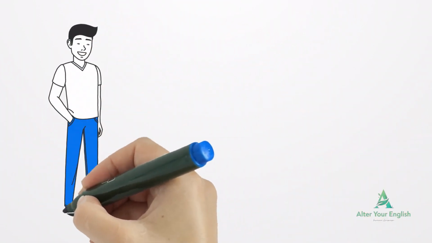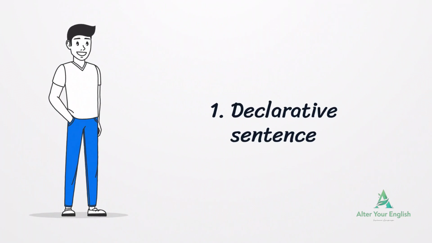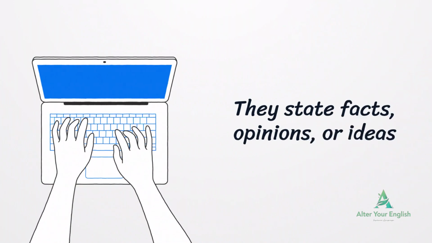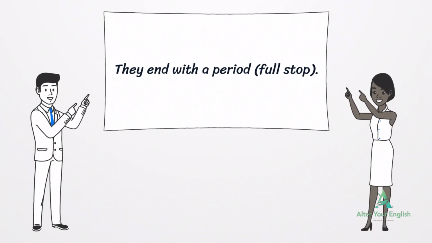There are some common types. Number 1 in our list is a declarative sentence. Declarative sentences make statements and provide some information. They state facts, opinions, or ideas in a straightforward and assertive manner. And they end with a period, which means a full stop.